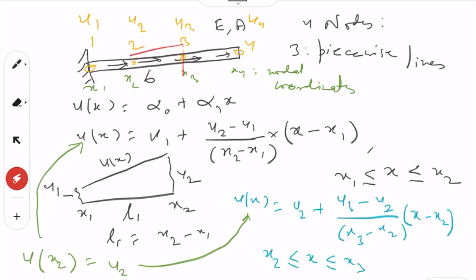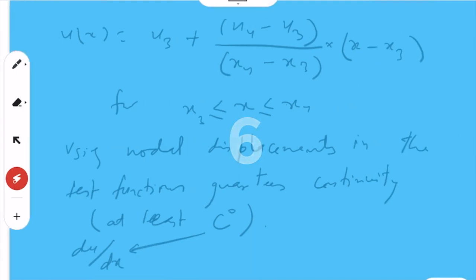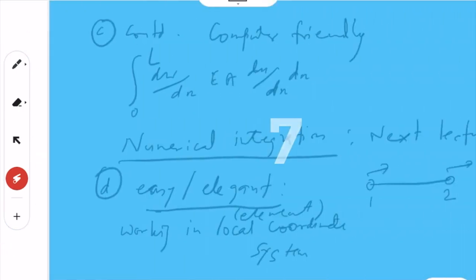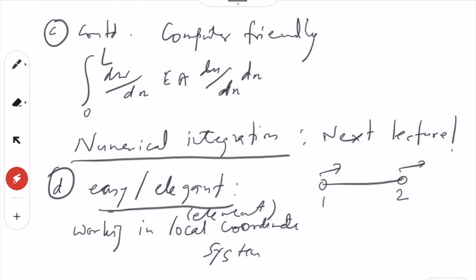We find out the stiffness matrix for one element, and then we assemble it in the global matrix. That is much easier, and we can also implement it on a computer. Secondly, it is elegant, easy to implement and easy to understand. So basically the idea is to use the element coordinate system rather than the global coordinate system.